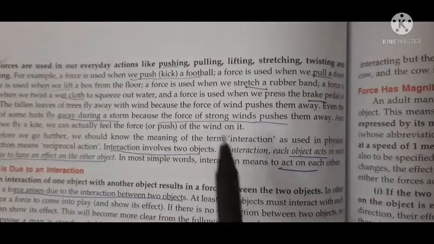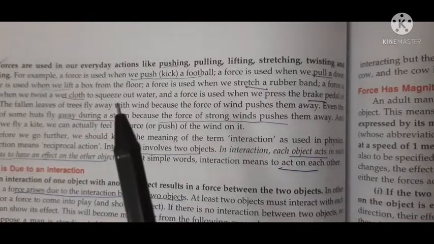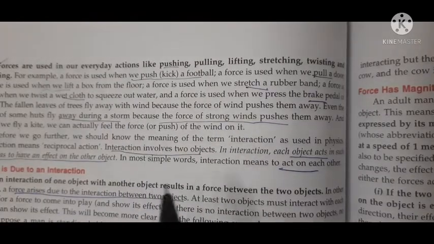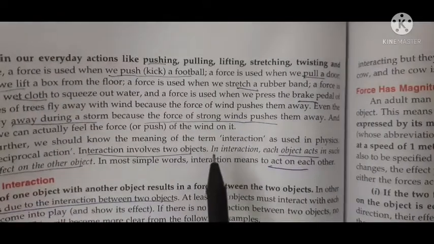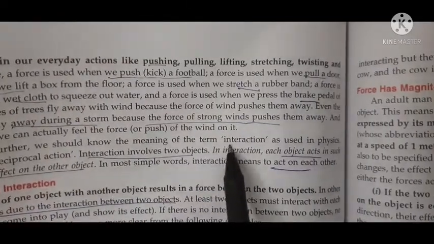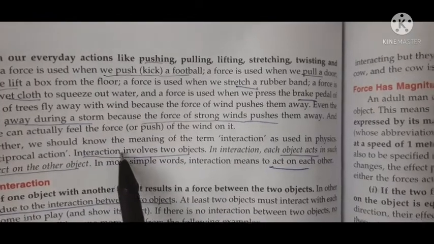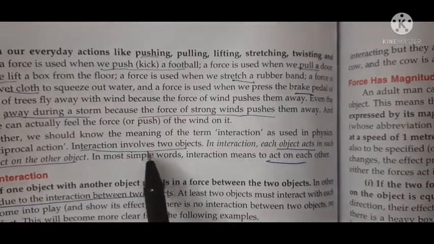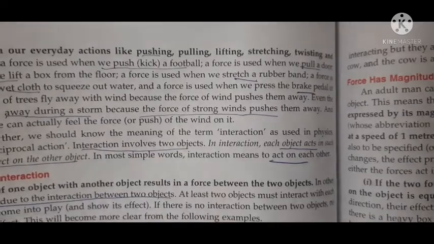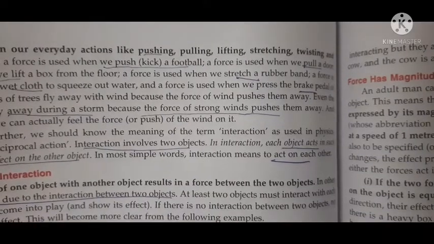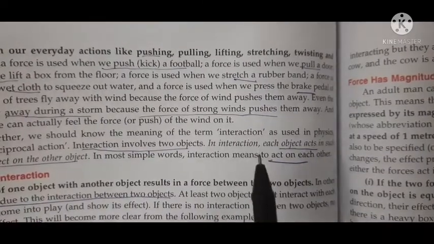I hope these examples are clear to you. Now what is the meaning of interaction? Please pay attention. These are some of the basic terms. Underline this: interaction involves two objects. First of all, interaction involves two objects. And now what is interaction?